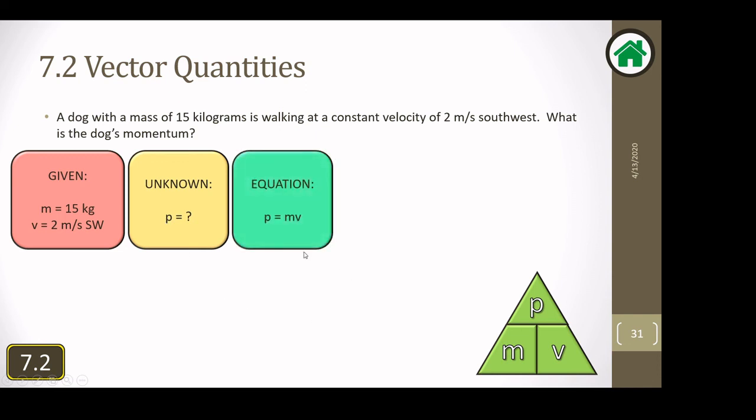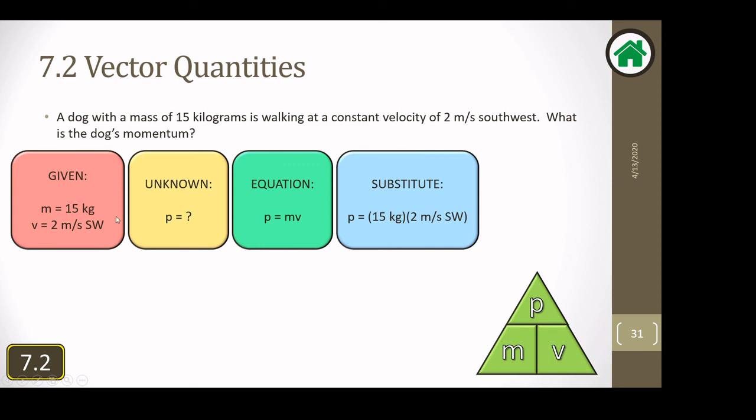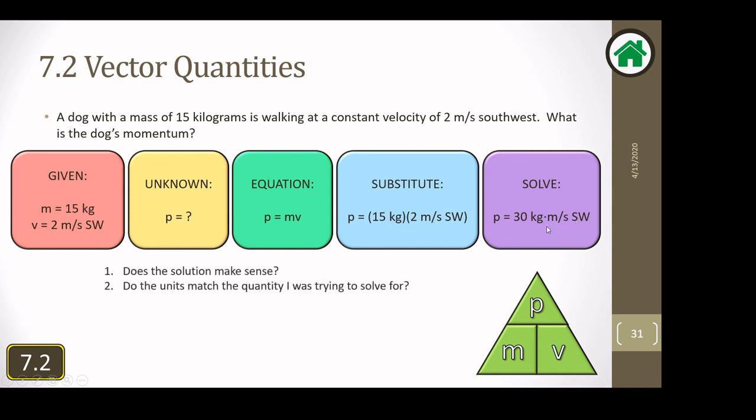So we need an equation that will solve for momentum when we know the mass and velocity. P is equal to M times V. We substitute in the information that we know. So for mass, we replace that with 15 kilograms, and for V, velocity, we replace that with 2 meters per second southwest. And then you grab your calculator, or perhaps you can do this calculation in your head. 15 times 2, the answer is 30 kilograms times meters per second southwest. So yeah, that's a big, bulky unit, but that is the unit for momentum, and that is the direction because momentum is a vector. All right, so that's going to wrap it up for lesson 7.2.